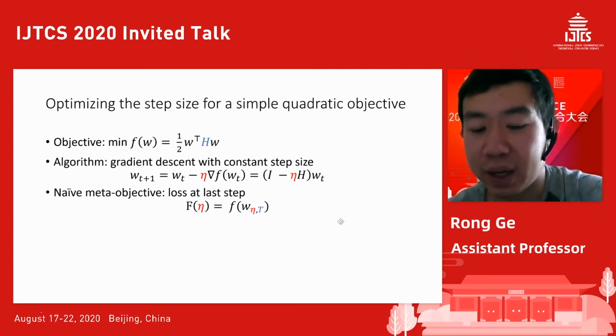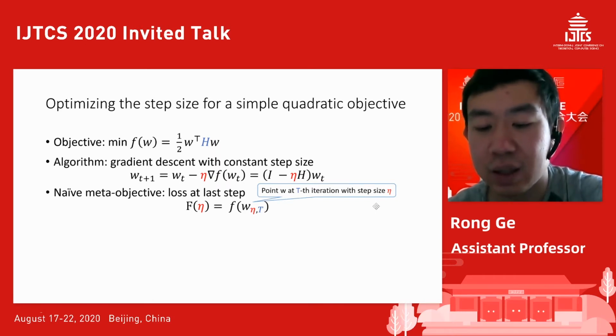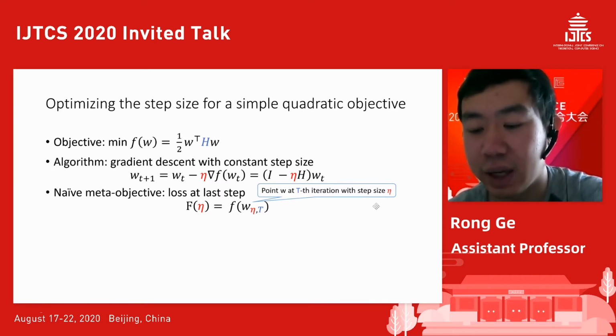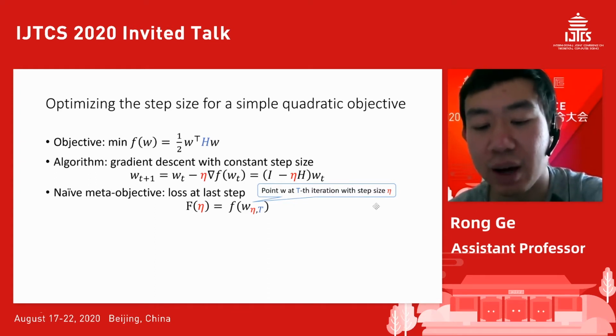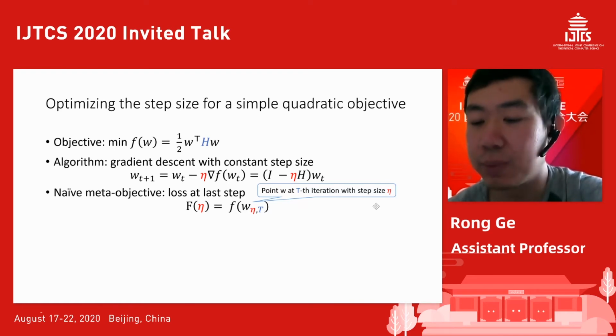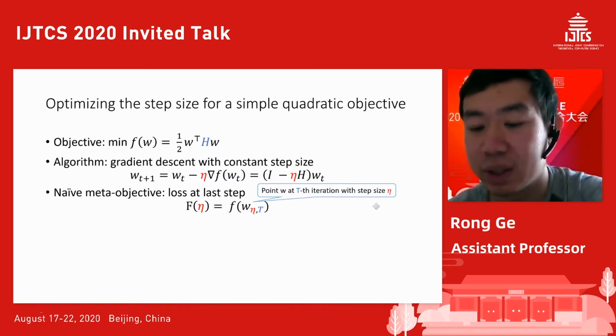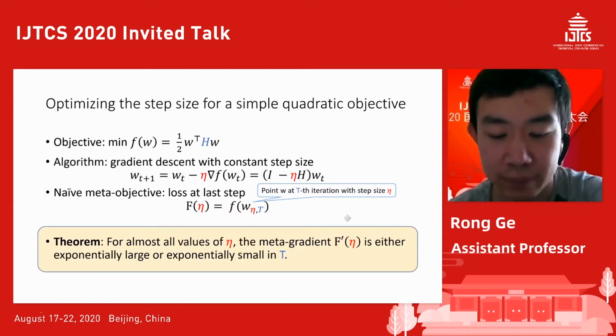So what would be the naive meta objective here? As I mentioned, it's very typical to define your meta objective to just be the loss at the last step. So what do I mean by that? This point W of eta, t is the point W at the t-th iteration with step size eta. So if I run gradient descent with step size eta and I run that for t steps, the point that I get to is called W of eta, t. And so the objective F evaluated at this point is going to be my meta objective. The meta objective is a function of the parameter eta, which is the step size for the gradient descent algorithm.